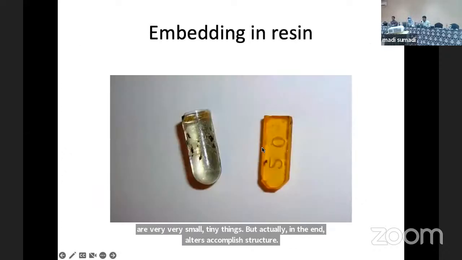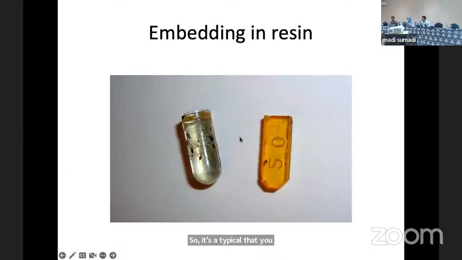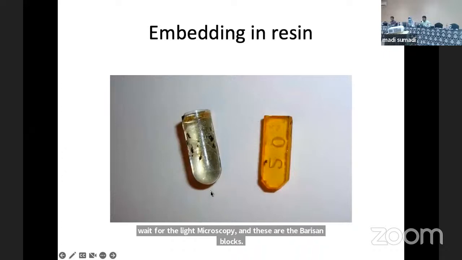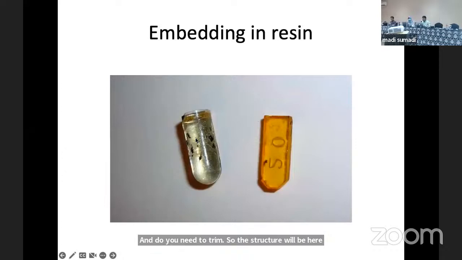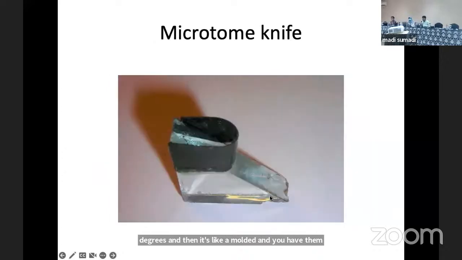So it's a typical resin that you embed in. I think you might have seen the paraffin blocks, which are the regular way for light microscopy. And these are the resin blocks, and you need to trim. The structure will be here in the corner. It's all epoxy resin. Once this is dried for 3 days at 45 degrees in the incubator, it's like a mold, and you cut it into a shape with a trimmer. I'll show you.